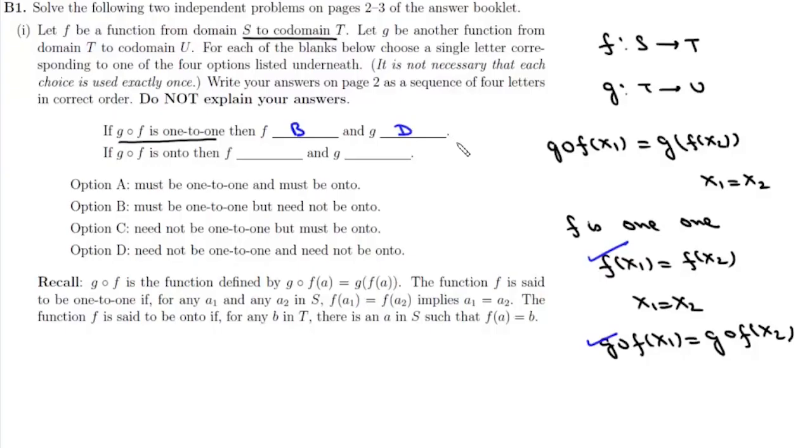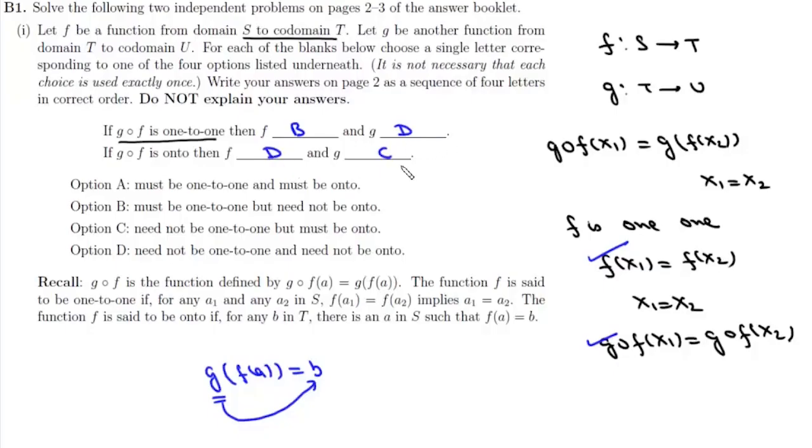Now the second one is, if g of f is onto, that means g of f a is equal to b, then clearly this function g has to be an onto function. So we'll have this condition c here, and if g is onto, then this function f can be any general function. Then we have this general condition d. So the answer to this question is b and d for the first one and d and c for the second one.